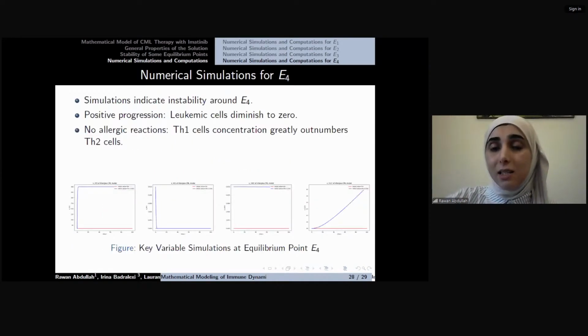For the numerical simulations, we have good news because it refers to the case in which the leukemic cells decrease to 0, but the healthy cells are attracted to a positive value. So we have a cure of the patient.